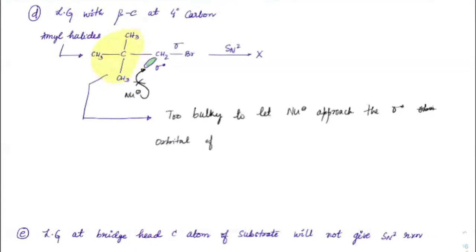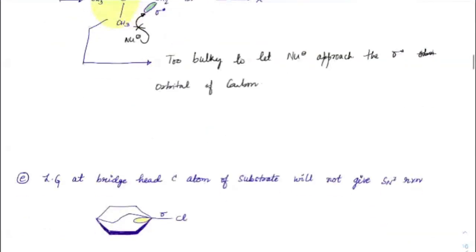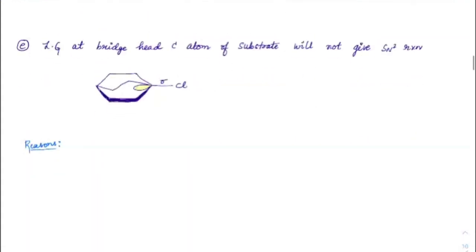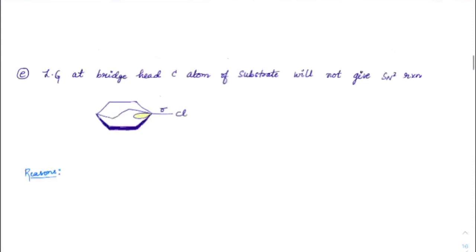Sigma star orbital of carbon. Okay, right? Next important reactant where SN2 does not happen is a bridgehead carbon. Suppose the leaving group was on the bridgehead carbon, right? Again, it will not give SN2 reaction.